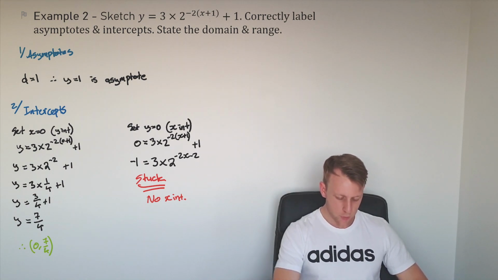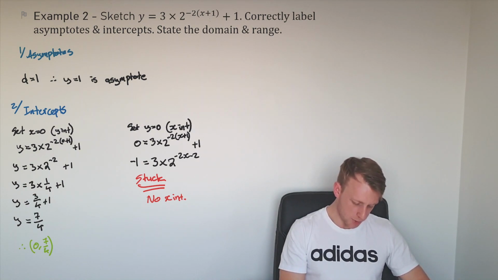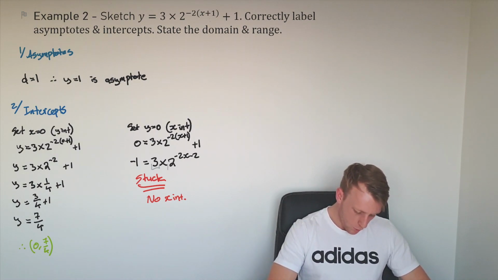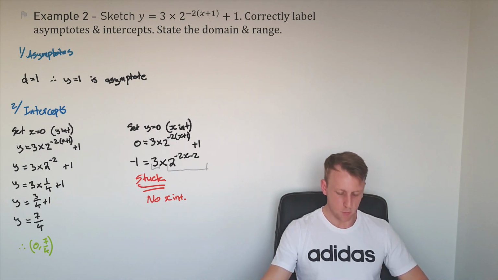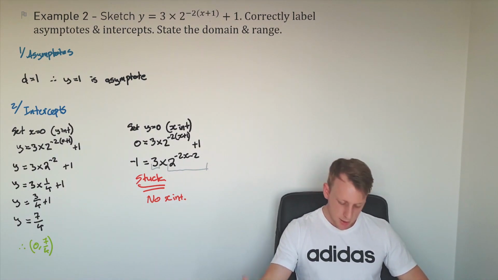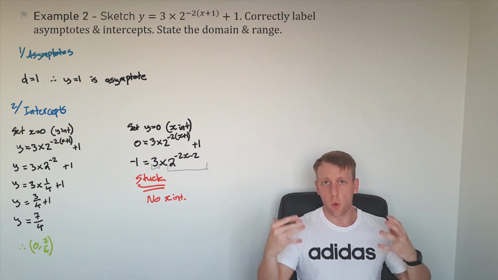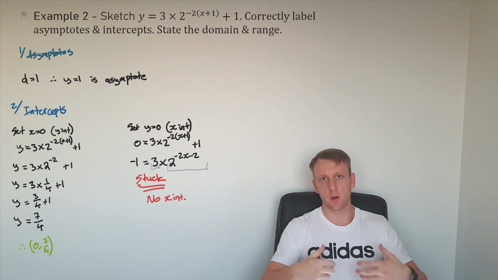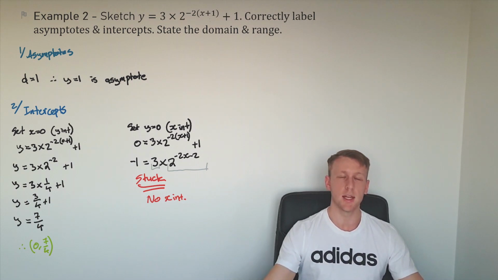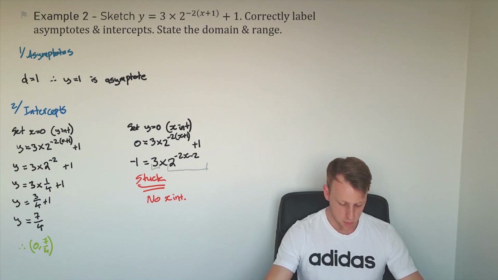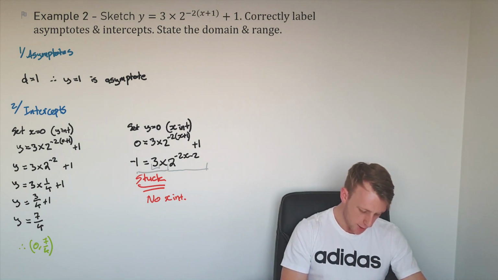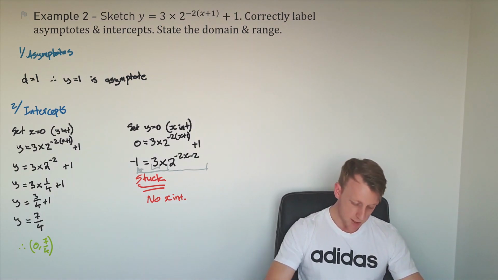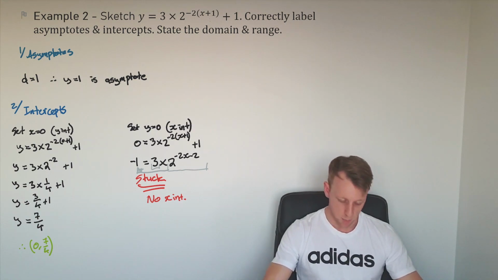Here we have 3 times, and we can kind of just ignore that 3 times. We've got 3 lots of something raised to a power. Something raised to a power is always positive. Even if you have the most negative power, it is still positively fractional. So we cannot get a negative answer. So we're stuck, no x-intercepts. That means for this case, we are going to need to find a second point.